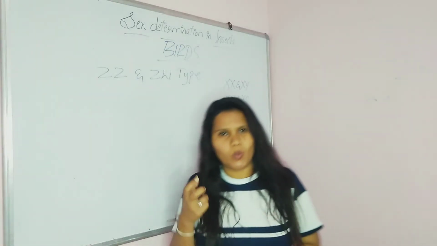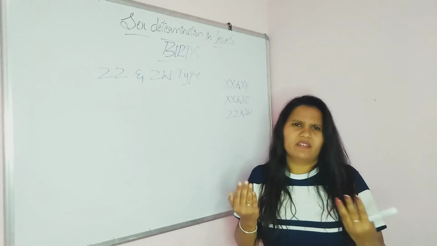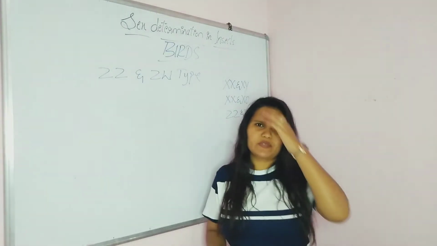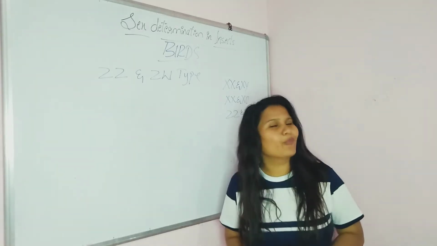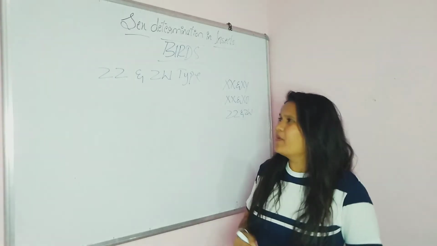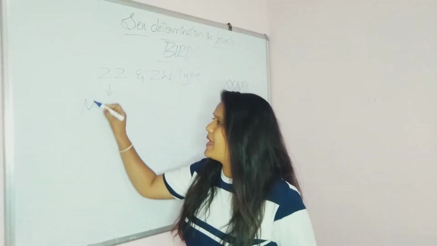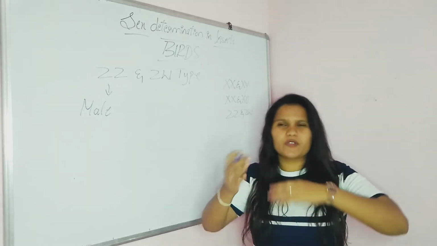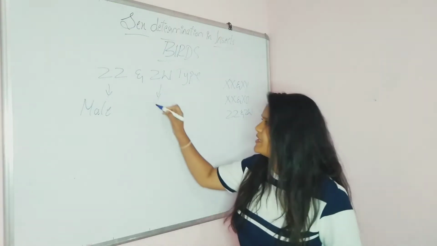What will suddenly come to our mind, as we have studied XX and XY, XX and X0, is that ZZ would be the female. No, it is not. It is exactly the opposite, because the ZZ chromosomes are present in the male. Got it? So it is just opposite to these. The ZW chromosome is present in the female.